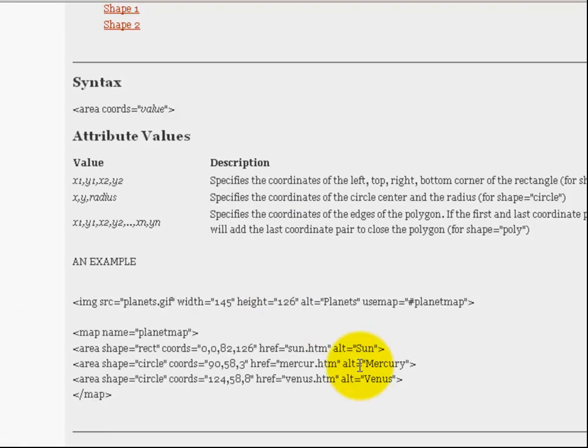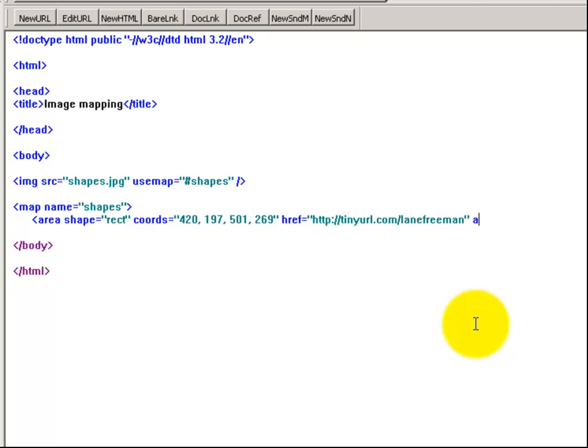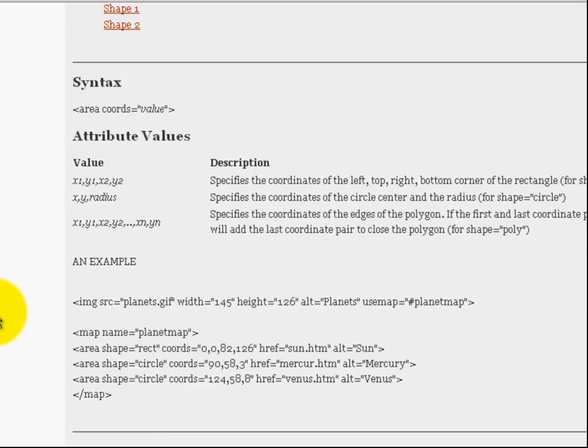And is there anything else? Alt equals sun. The alternate tag will say, check out my site. Alright, and then we have to close the map tag.